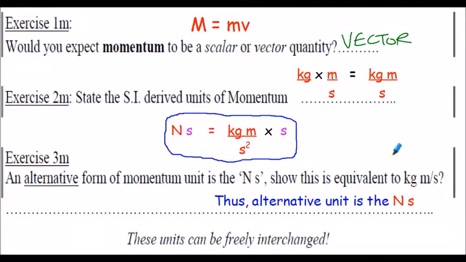So you can either state your unit of momentum in terms of kilogram meters per second or in terms of the alternative unit of Newton seconds. The choice is yours. They are often freely interchanged in calculations.